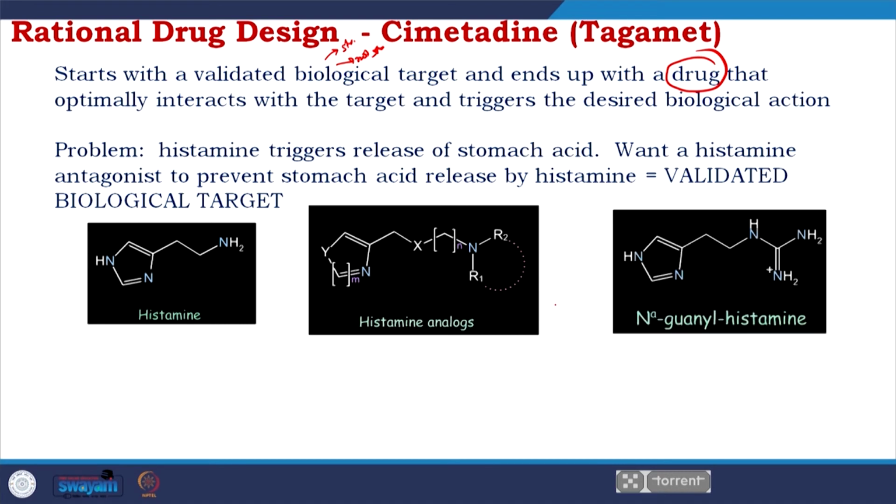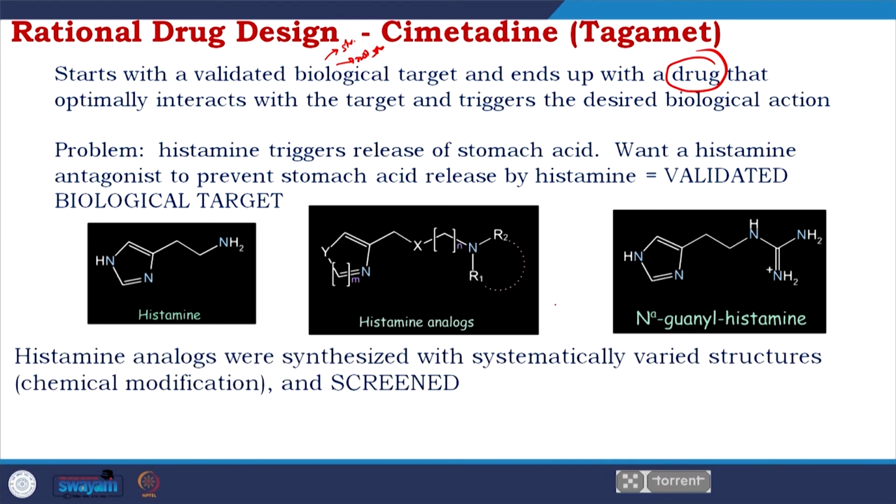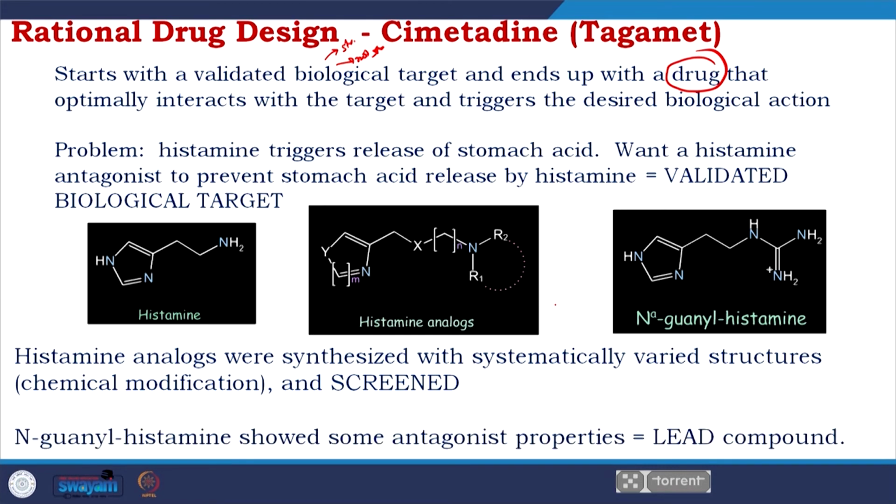Now we get N alpha guanyl histamine, which is already a good analog having the desired biological effect. So, histamine analogues were synthesized with systematically varied structure, the chemical modification, and then screened. Guanyl histamine showed some antagonist property and became the lead compound. So, this became the lead compound.